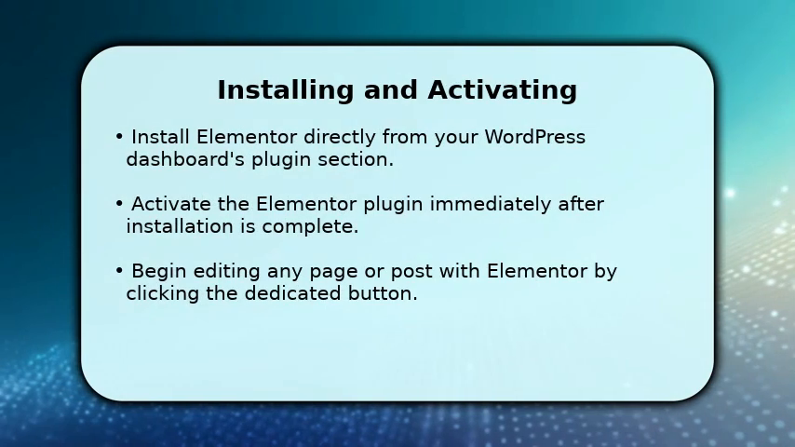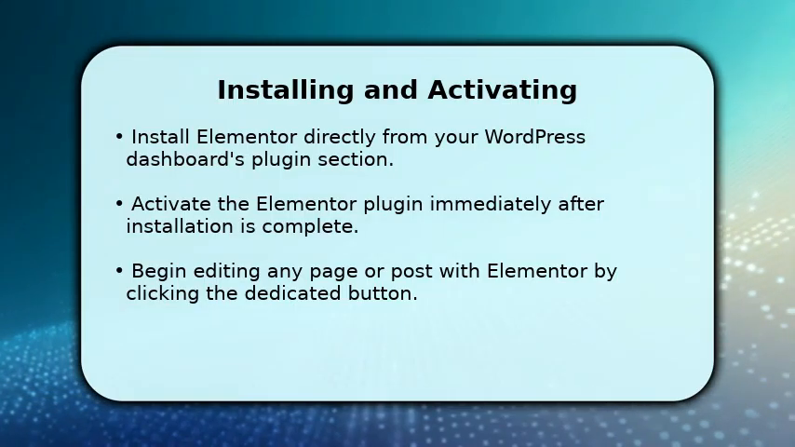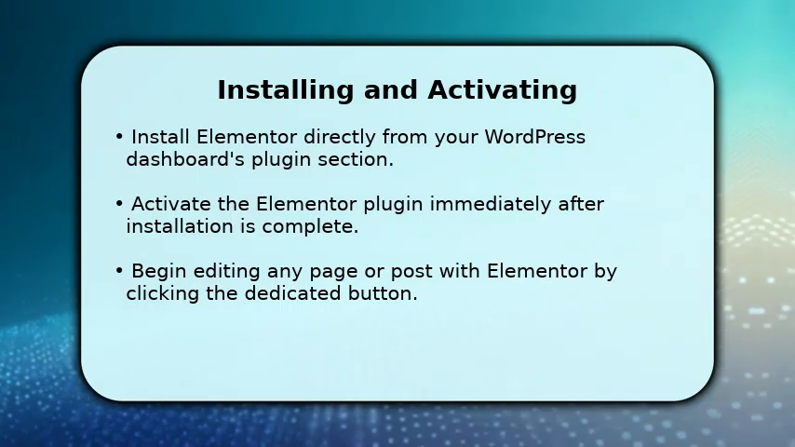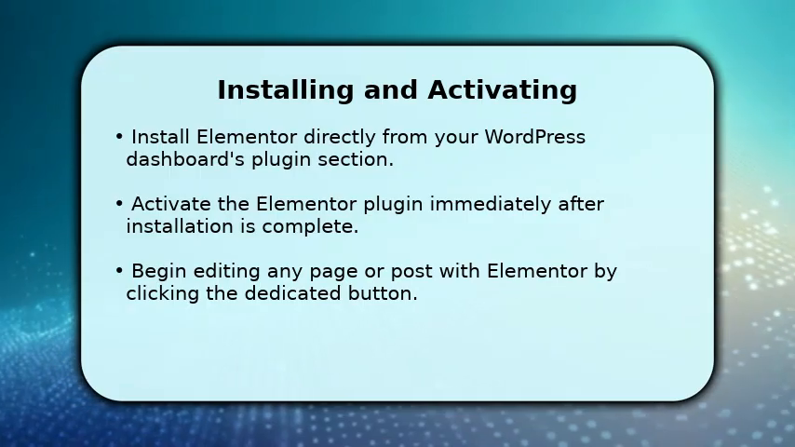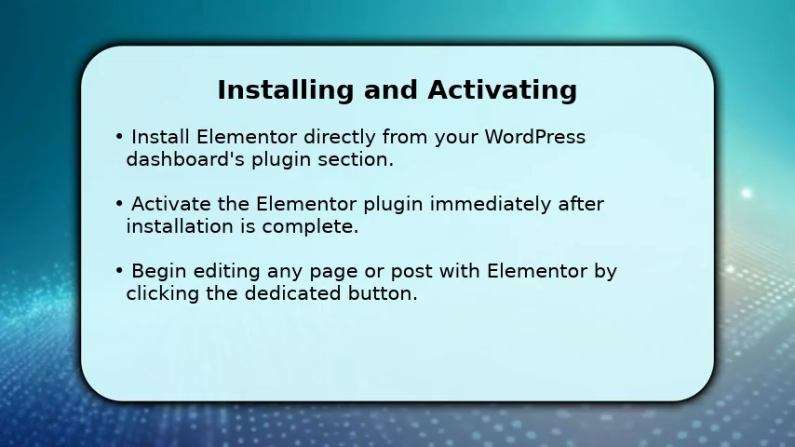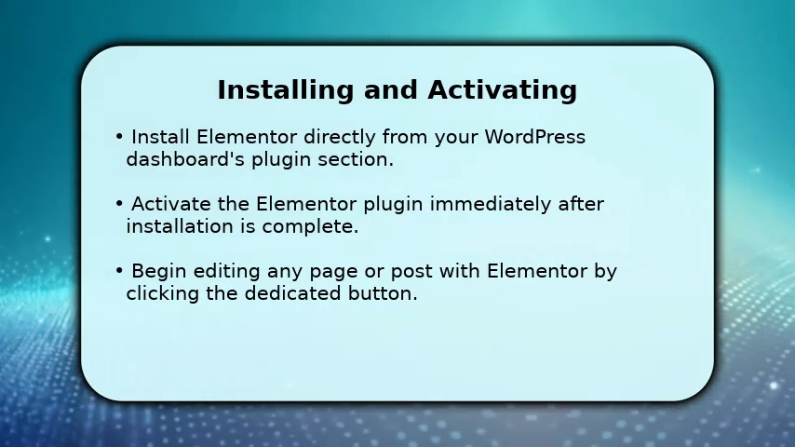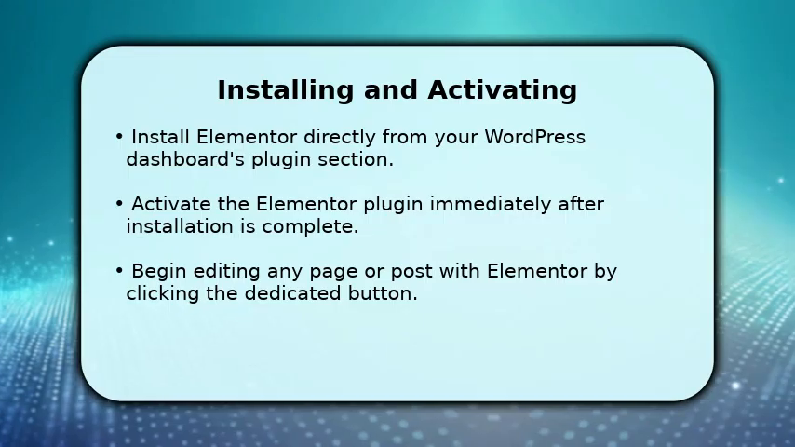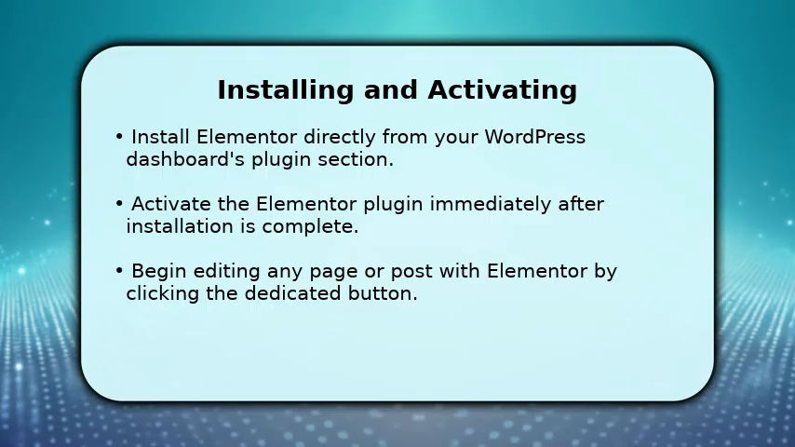Getting started with Elementor is quite straightforward. First, navigate to your WordPress dashboard, then head over to the Plugins section. Search for Elementor and click Install Now. Once the installation finishes, make sure to click Activate to enable the plugin on your site. After activation, you will find a new Edit with Elementor button when creating or editing any page or post. This button is your gateway to the visual builder, ready for you to start designing.